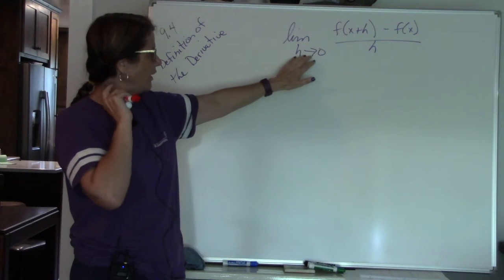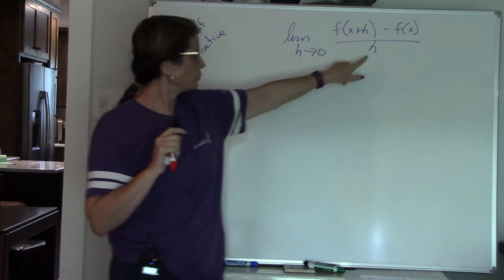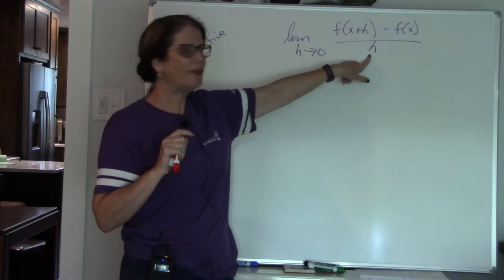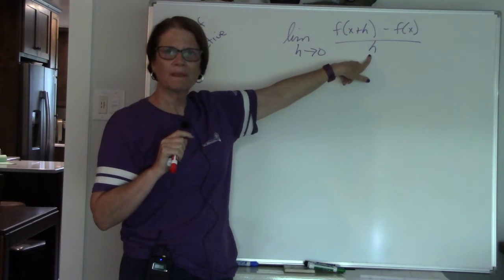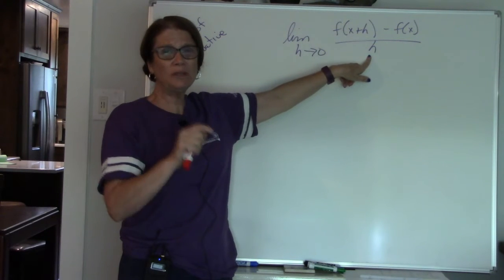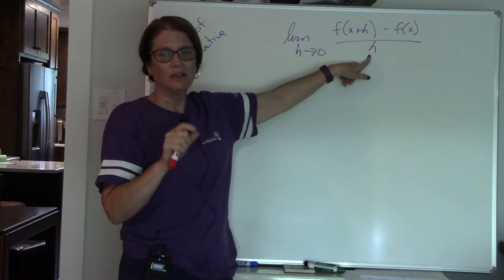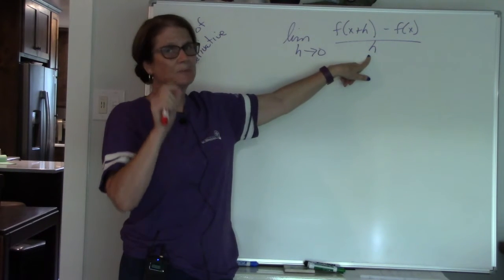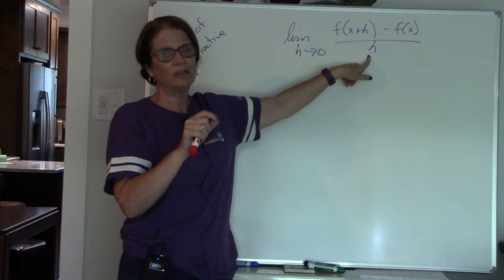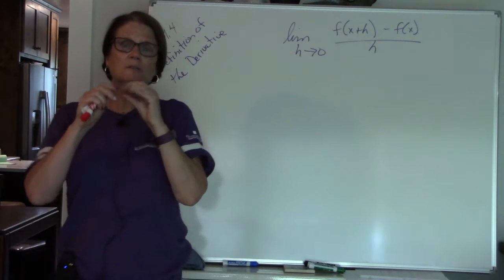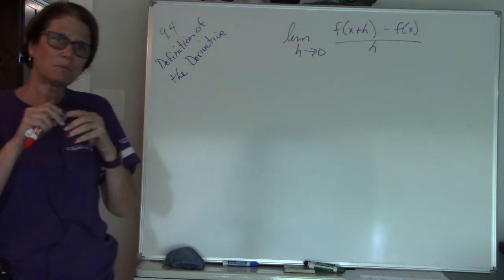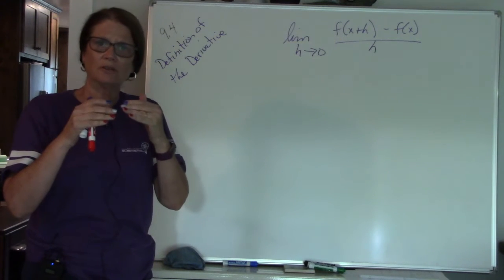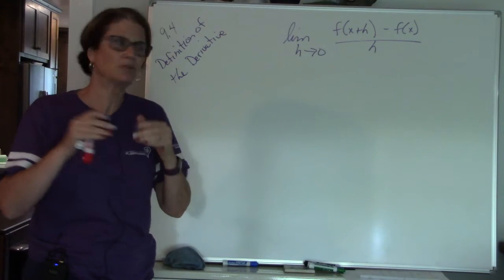So this idea of h approaching 0, remember this is a fraction. You can't have 0 in the bottom. But we can approach 0. We can get really, really, really close to 0. So we can get 0.000001 away from 0. It's not 0, but it's very, very close. So it gives us a very specific answer and a very specific value as h approaches 0. Okay, it's not 0, it's just approaching 0.